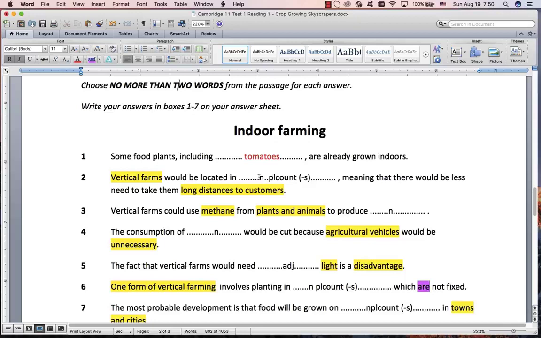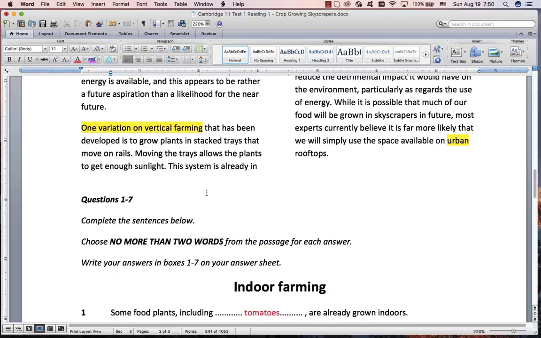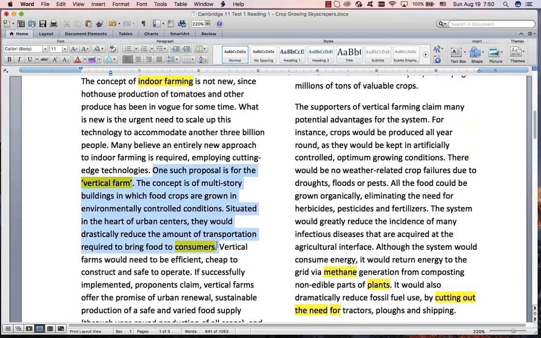Right, another plural countable noun. It's so great when we have to find these, because they're just S words. The farms will be located in some things, meaning that there would be less need to take them. And we're here. Where is the plural countable noun? So easy. That's the only plural countable noun that there is. This helps you as well. That's a clear synonym for located, situated in, but really that's all we needed.